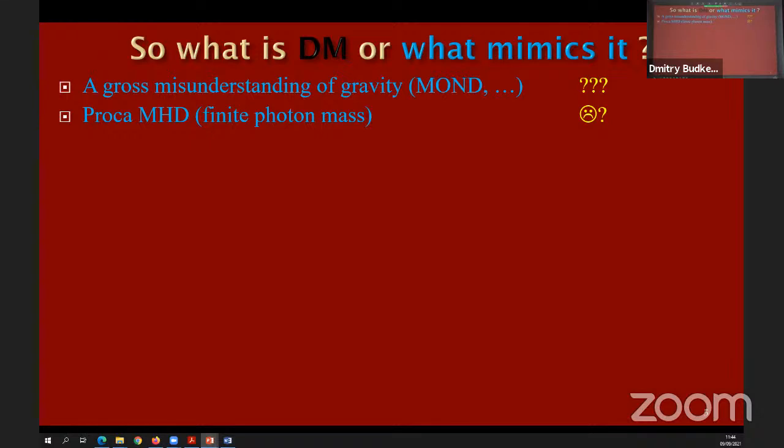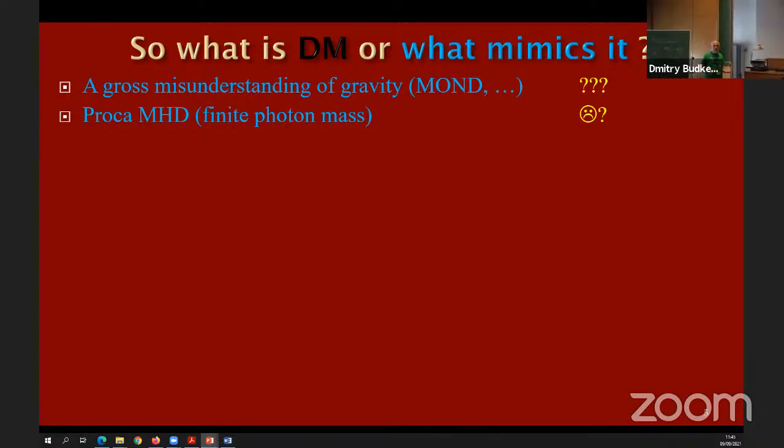By the way, the current limit is 10 to the minus 18 electron volt for the photon mass. He wanted to look at even smaller masses, but how would it affect what's happening in the galaxy? The galaxy is full of ionized gas, and there are stars that form and then explode and so on. So there is an exchange going on in the galaxy, and you can then try to see with these Maxwell-Proca equations what was happening.